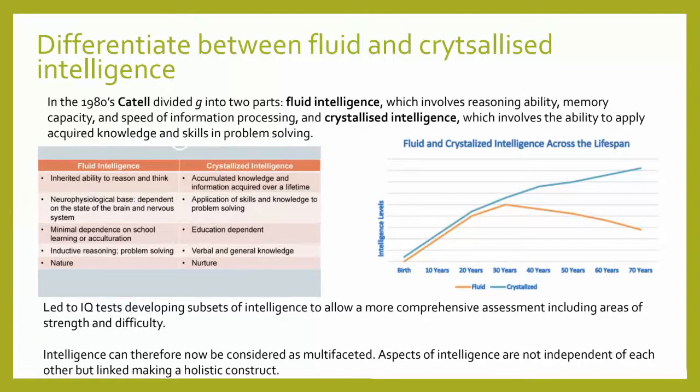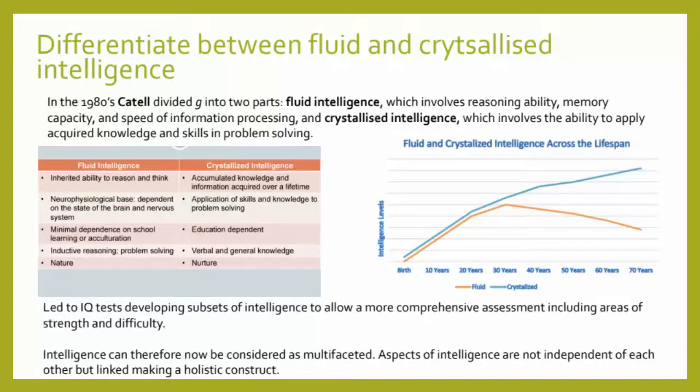So a fluid intelligence, that ability for reasoning and memory capacity and speed of information processing, seems to be very much based in nature. It's an inherited ability to reason and think. It's got a very much neurophysiological base. It depends on the state of our brain and our nervous system. It's got a minimal dependence on school learning or acculturation. It's very much inductive reasoning and problem solving.